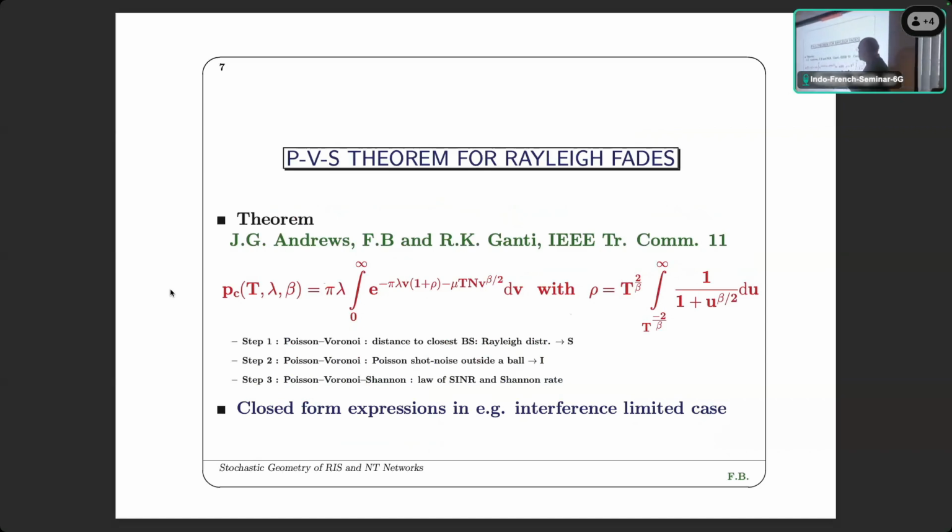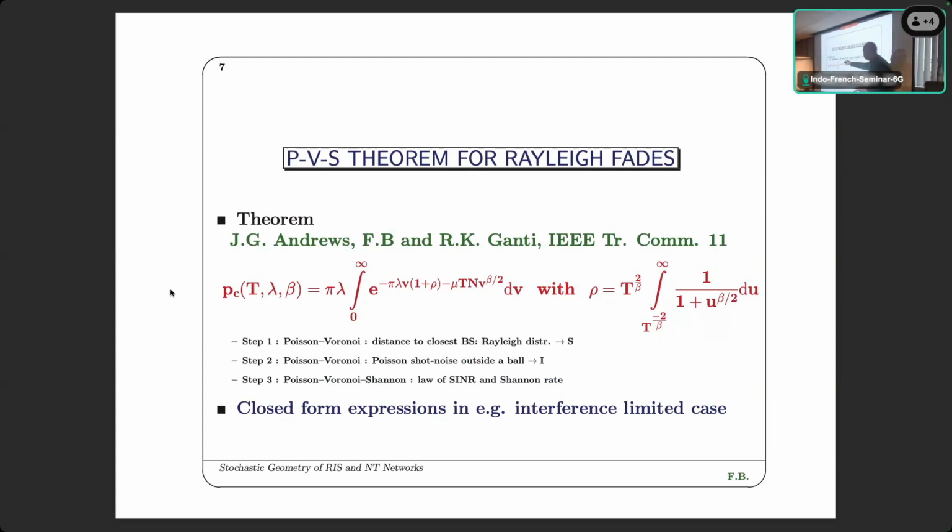But let me give the 3 steps. Step 1, you ask where is the closest guy, the closest base station. And there will be an empty ball condition, which I will describe. And thanks to Poissonianity, you can express this as an exponential condition. Then you ask, given that the closest base station has distance r, what is the power of interference?